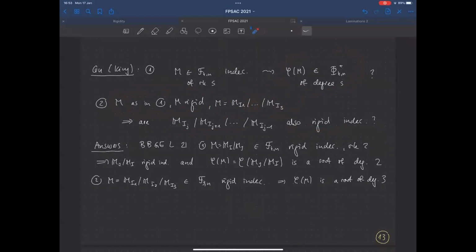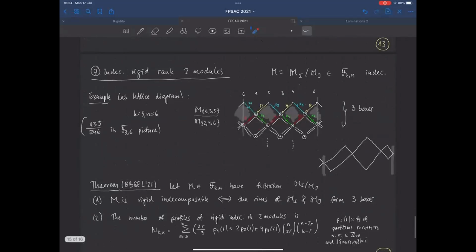And we can give partial answers in the rank 2 case. So if the module just has 2 factors in the filtration, we know we can switch it, so we can cycle the factors through. The opposite one is also rigid and indecomposable, and the associated vector is always a root for that root system of degree 2. And we have partial answers for rank 3, but only when k is 3. And I'm running out of time. Let me try to finish.